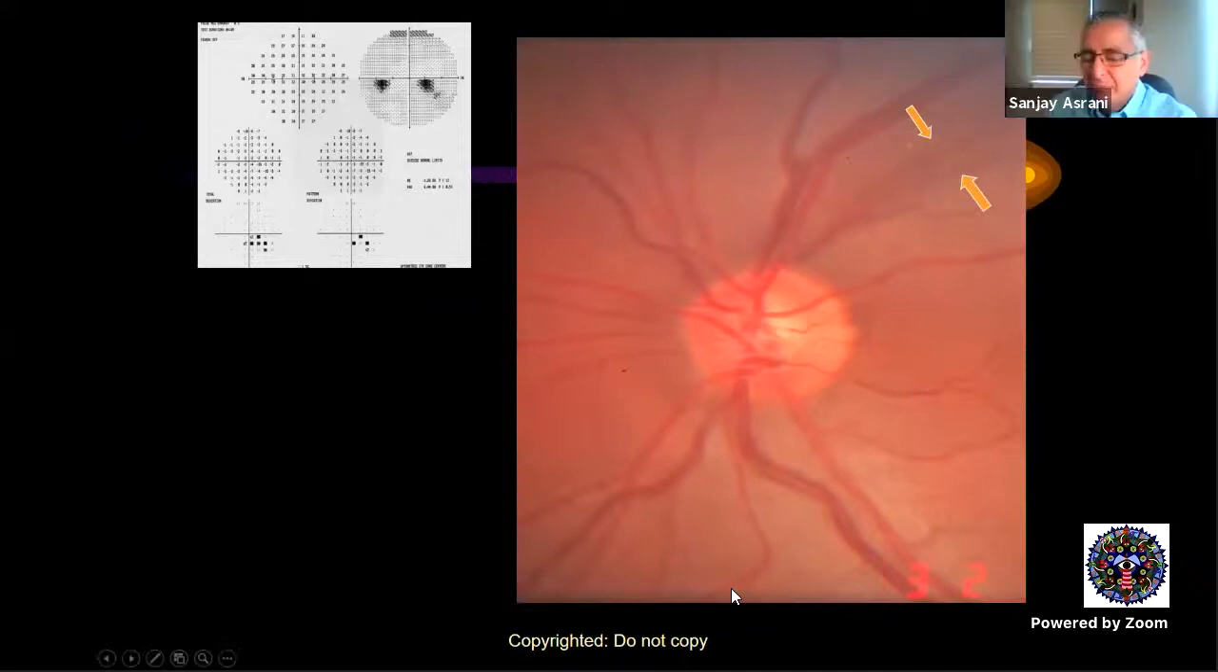Let's talk about this image. You can see this disc, and you can see this very focal nerve fiber layer defect.